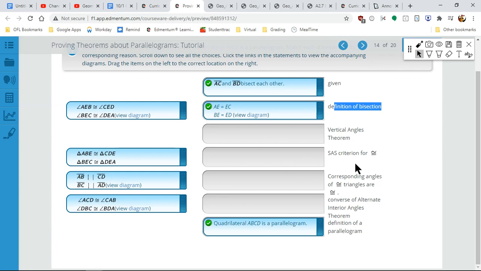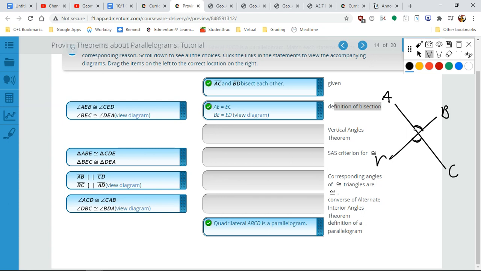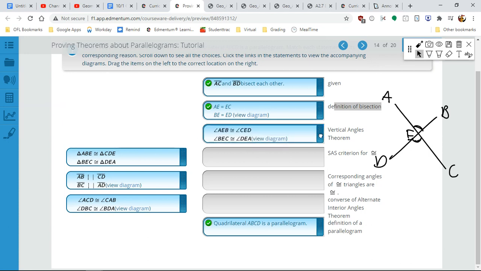Next, the vertical angle theorem. Oh, that's this theorem right here, where this angle is equal to this angle. So if we call this AC and I call this one BD and this is E, then I'm saying that angle AEB is congruent to angle DEC. And I can see that over here. Except they're doing it for both. They're also doing it for this one.